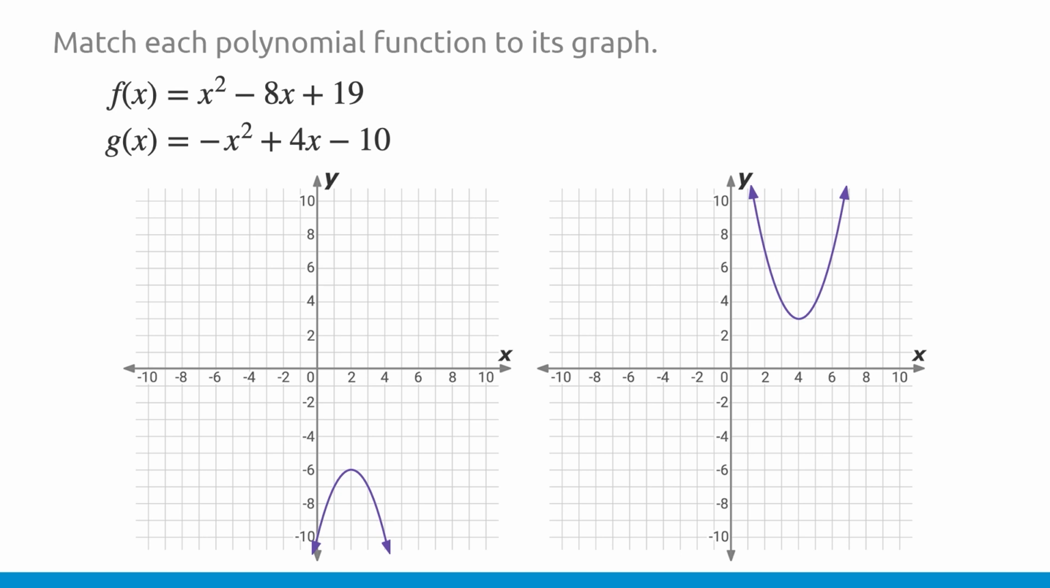Match each polynomial function to its graph. f of x equals x squared minus 8x plus 19, and g of x equals negative x squared plus 4x minus 10. Okay, we have two polynomials, but what type of polynomials are they? Let's look at the term with the largest degree. f of x is quadratic, and g of x is also quadratic. Great, the functions are both quadratic.